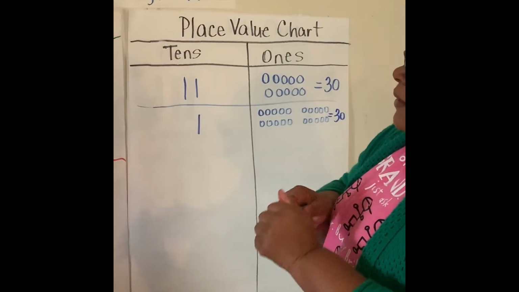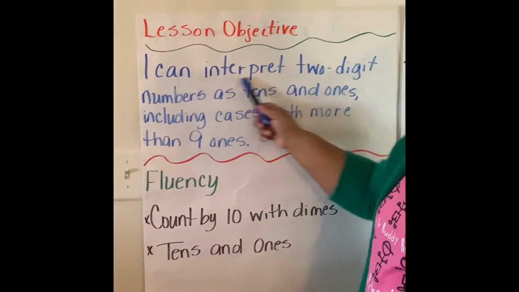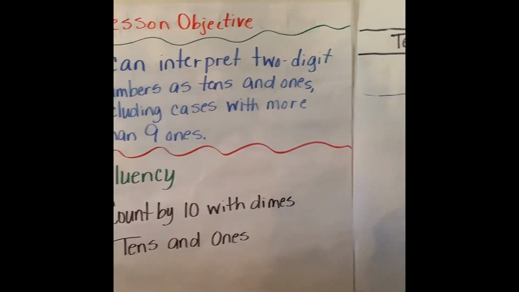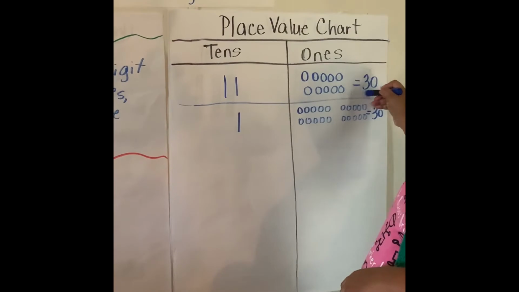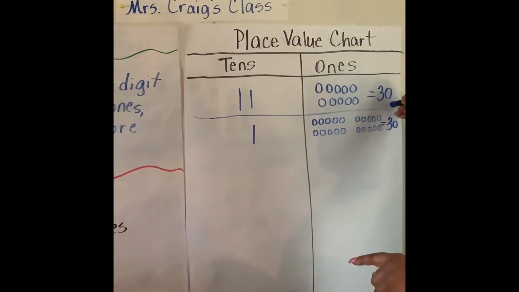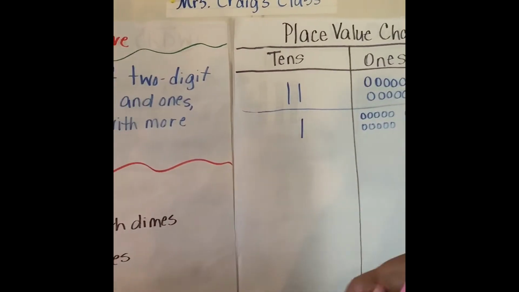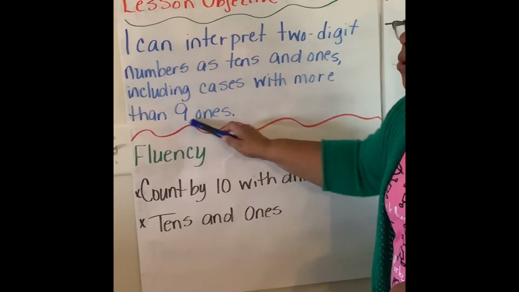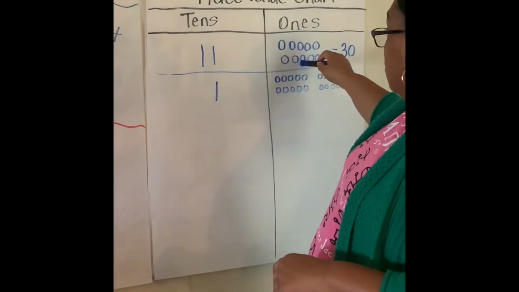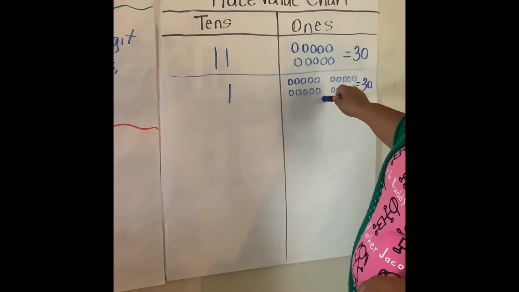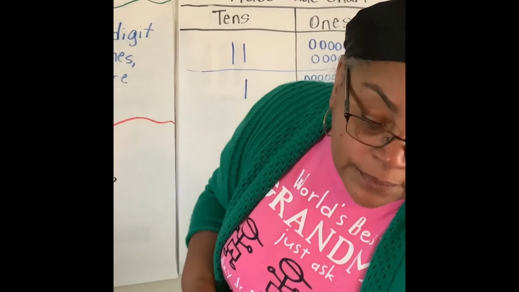Let's go back to our lesson objective. I can interpret two-digit numbers. Is 30 a two-digit number? We have 3 10s and 0 1s, so 30 is a two-digit number. It's 10s and 1s, including cases with more than 9 ones. Do we have more than 9 ones? Yes, we do. Let's do another one.